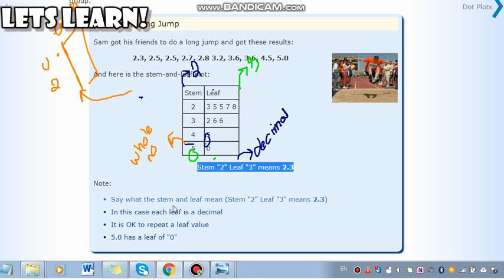So here it says what the stem and leaf diagram means. In this case each leaf is a decimal and it is okay to repeat the leaf value. If you see here we have 2 numbers having 2.5 here. So we have to repeat the numbers.